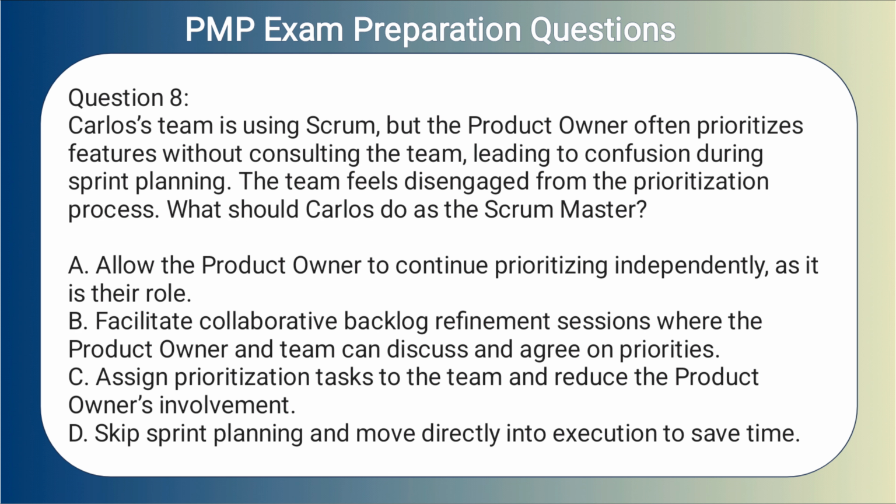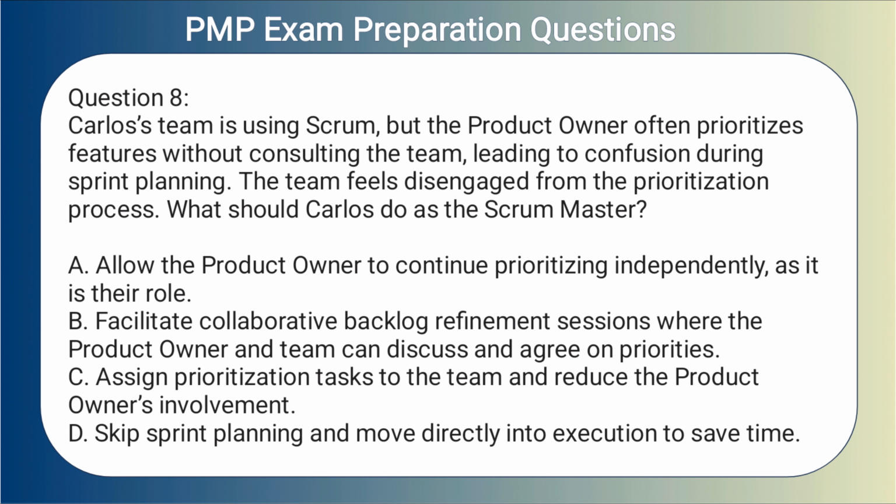Question 8. Carlos's team is using Scrum, but the product owner often prioritizes features without consulting the team, leading to confusion during sprint planning. The team feels disengaged from the prioritization process. What should Carlos do as the Scrum Master?